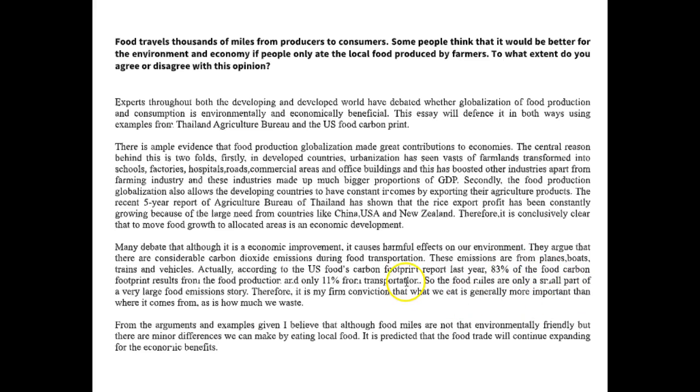Actually, according to the U.S. Food Carbon Footprint Report last year, no, the U.S. Food Carbon Footprint Report, maybe, okay. 83% of the food carbon footprints result from food production, and only 11% from transportation. So, the food miles are only a small part of a very large food emissions story.